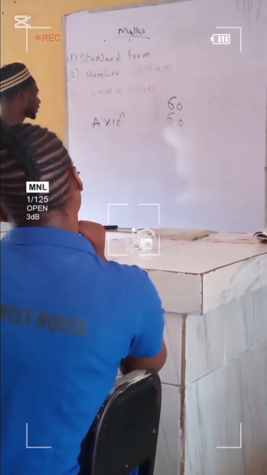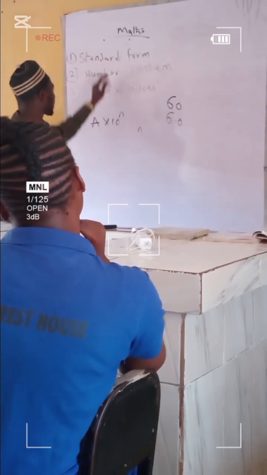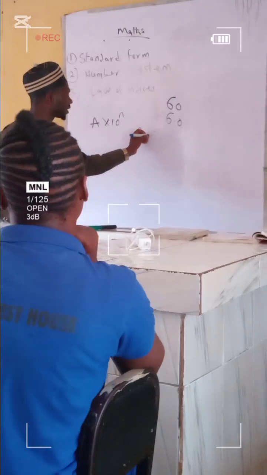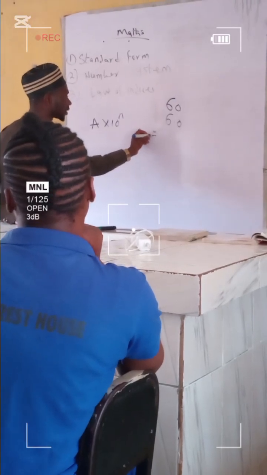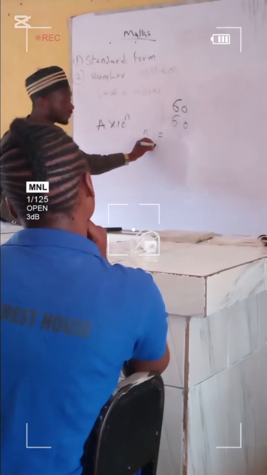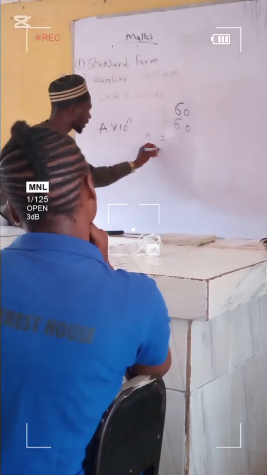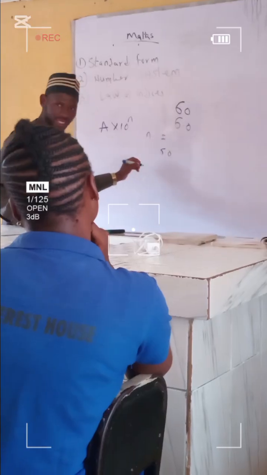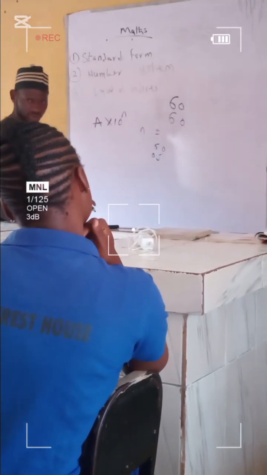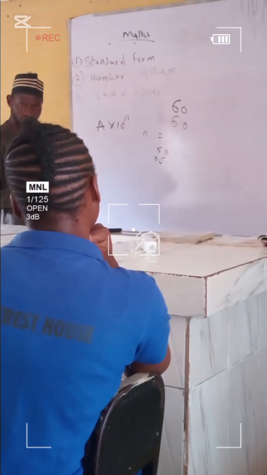Then this n can equally be minus or plus, but hardly do you see the value of n as far as standard form is concerned being a decimal. That means your value of n here cannot be 6.0. It can be 0.5, but this can take this form. Do you understand what I'm saying?